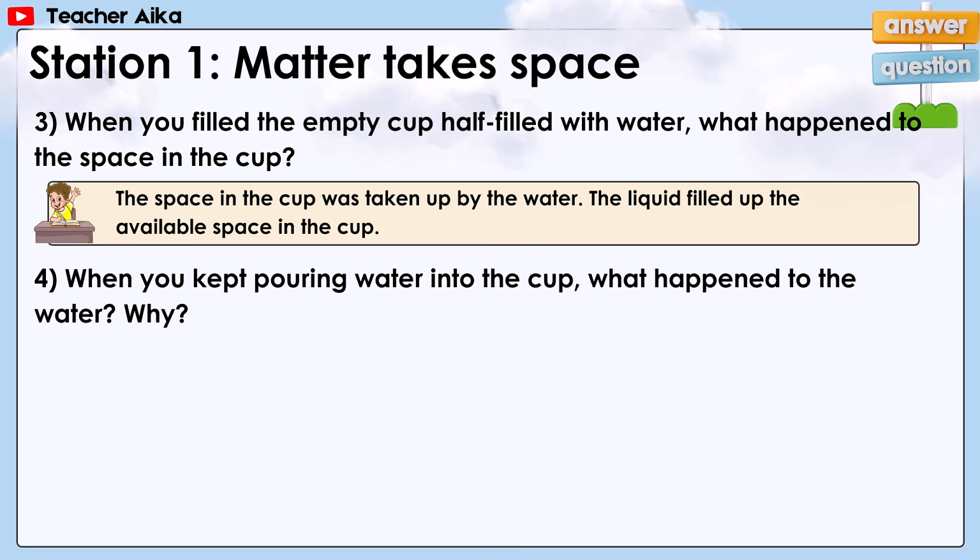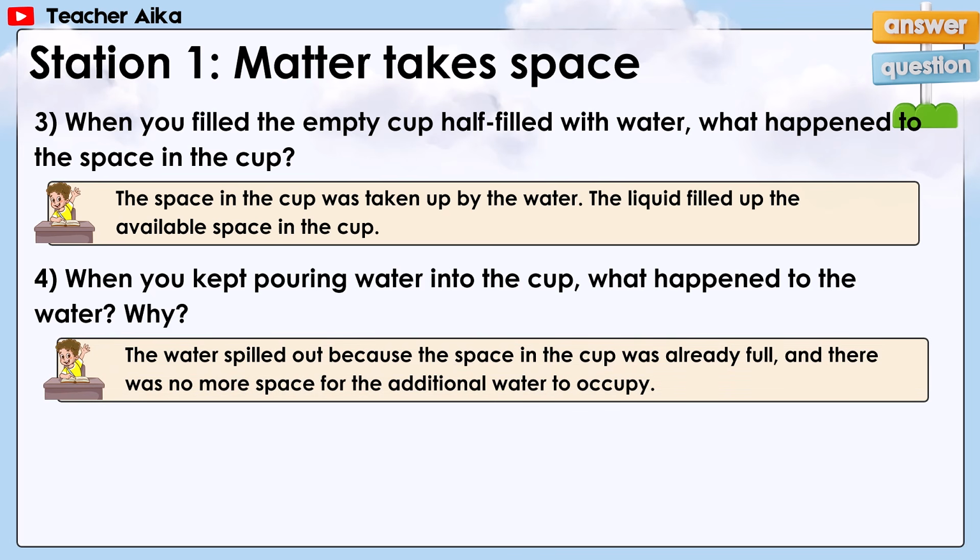Number 4, when you kept pouring water into the cup, what happened to the water and why? The answer: the water spilled out because the space in the cup was already full and there was no more space for the additional water to occupy.